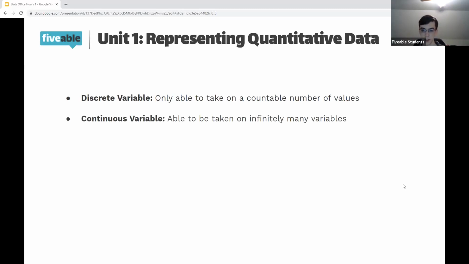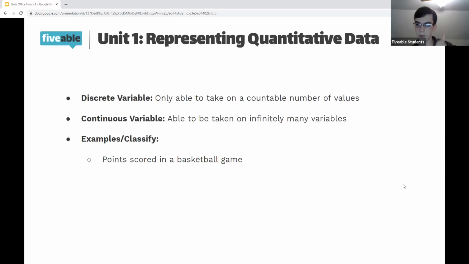This is opposed to a continuous quantitative variable, where it's able to take on infinitely many values. And if you look at these examples, this might help. So points scored in a basketball game. Well, you count points, and you assign a number to it. So that makes it a quantitative variable. But it's discrete because you can't score 0.1 of a point, or 0.5 of a point, or pi points. It is only able to take on a whole number value, or a positive integer value.